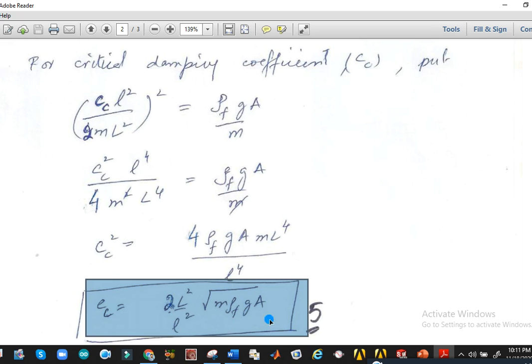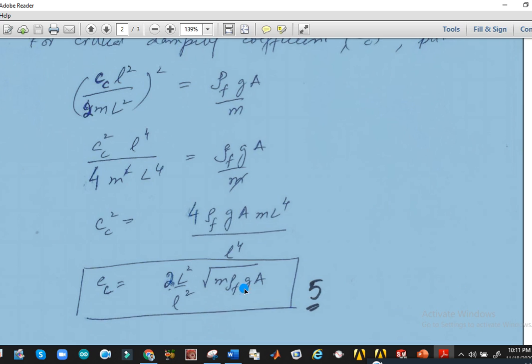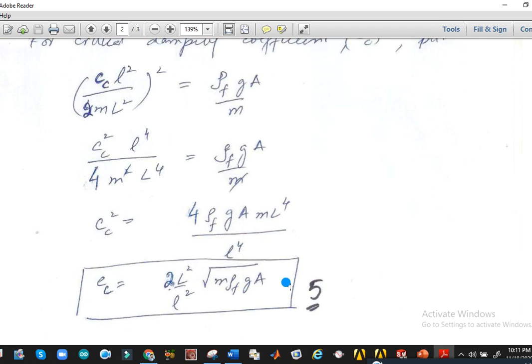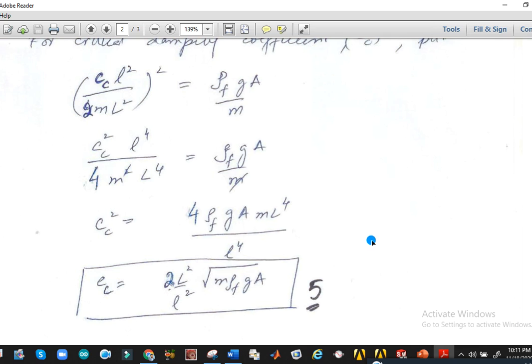So cc is equal to 2l square divided by small l square into the square root of m rho g a. This square root of rho g a is nothing but the stiffness of the pontoon element. Now we have to find out the main relation for both of the elements.